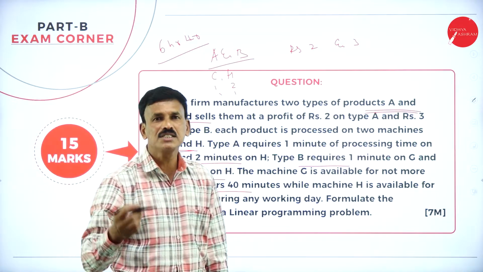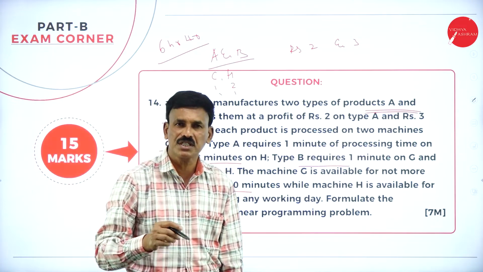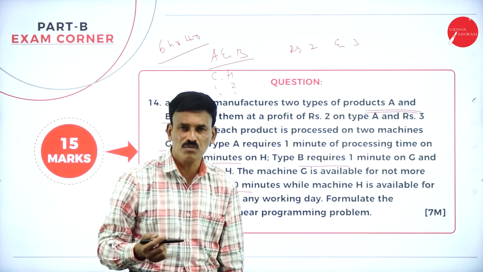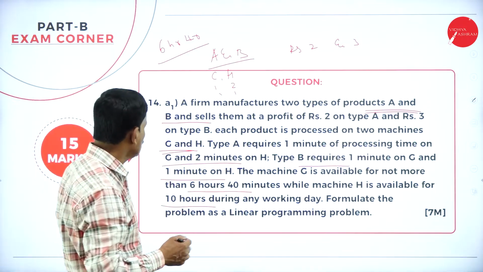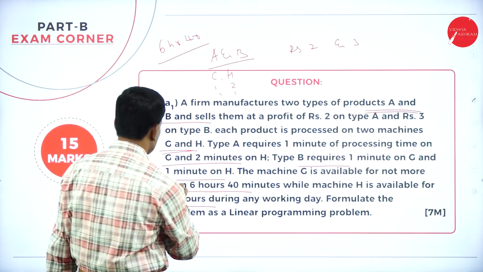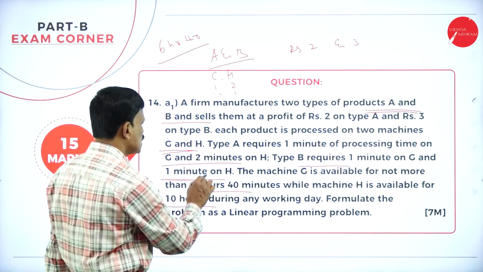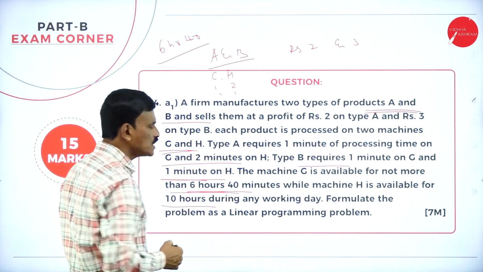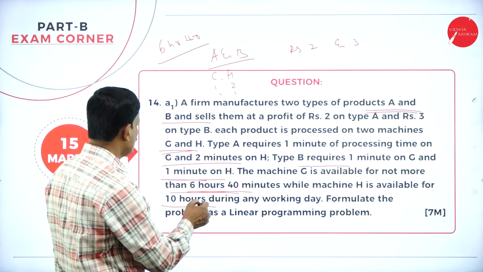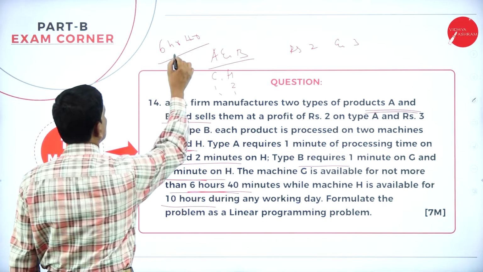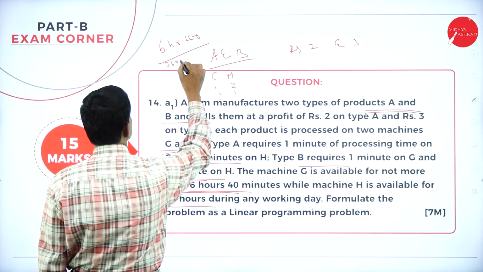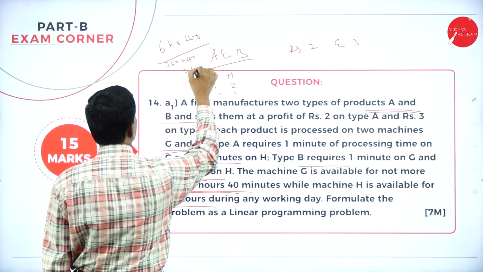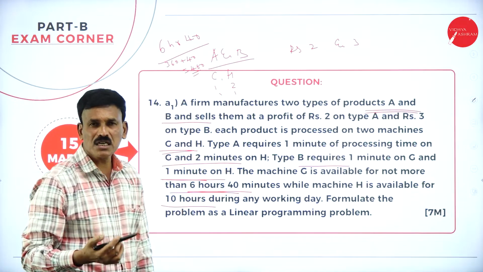Let us consider the decision variables as x and y, or x1 and x2, and we can formulate the problem very easily. Since the time is in minutes, let us convert 6 hours 40 minutes. It can be written as 360 plus 40, that is 400 minutes. Okay, let us come to the solution.